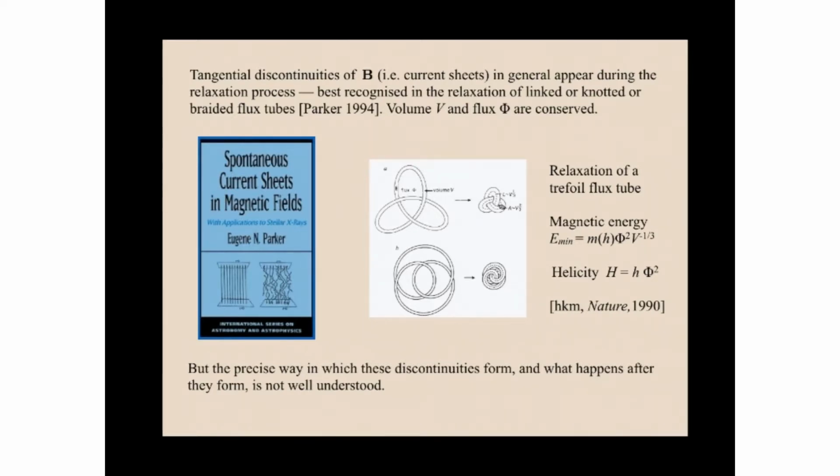At some stage, the tube is, as it were, going to come in contact with itself. And that's where the current sheets appear. So it's just like the elastic wire. It comes in contact with itself, but in a rather more symmetrical manner, as I've indicated here. But what is conserved during this relaxation, the flux is conserved, and also the volume of the tube. These are the conserved quantities.